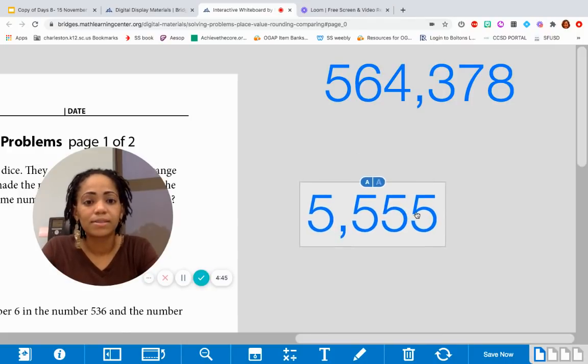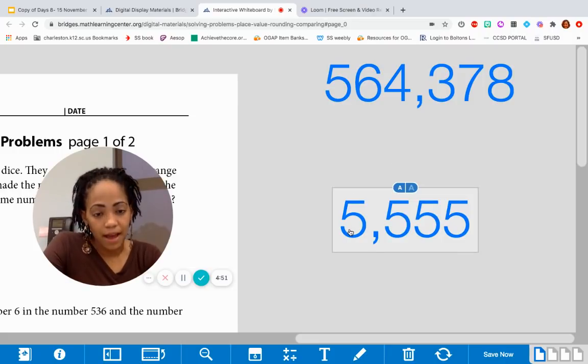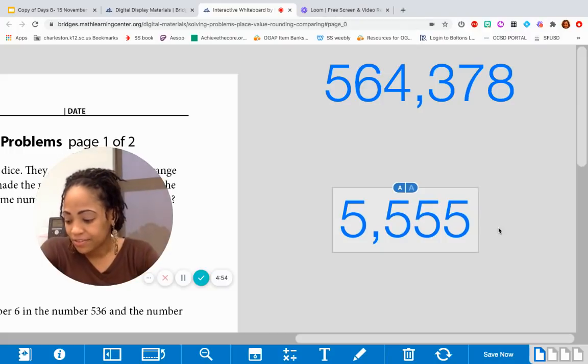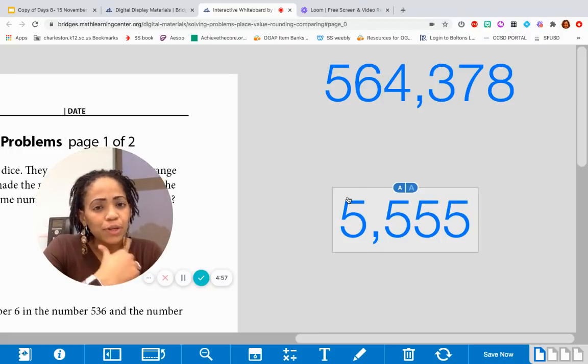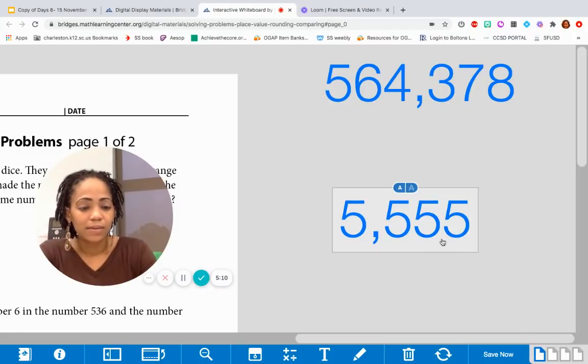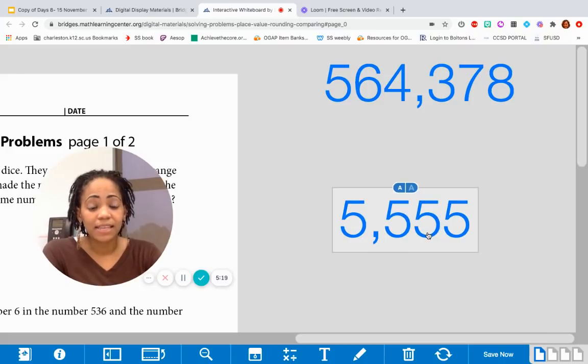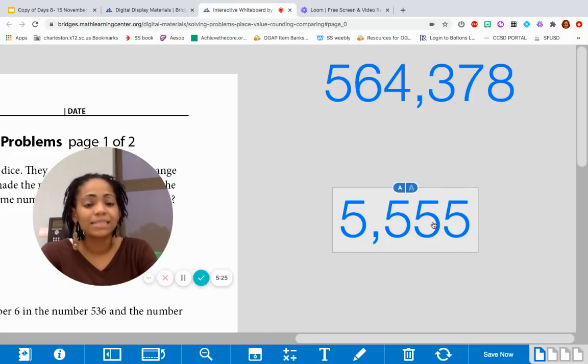What number is this? 5,555. So, some different questions for you. I want you to really think about this. What is the relationship between the 5 in the ones place and the 5 in the tens place? Looking for a relationship here. Both the same digit, but one is different. 5 in the tens place is 10 times as much as the 5 in the ones place. So it's 10 times greater.